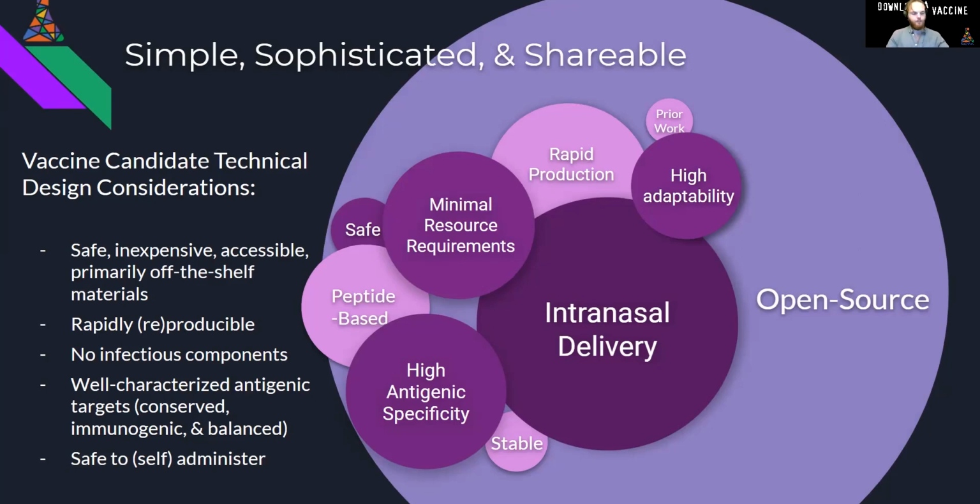Obviously, for that to work, it has to be safe, both in terms of development, which means no infectious components, and also on the administration side, which, if you are working with safe materials, certainly helps with safe administration, although those two aren't totally equivalent. We also wanted well-characterized antigenic targets, which could ideally be adapted over time as more research began to focus on the selection of certain epitopes that elicited the strongest or the best or the most immunologically useful responses from the host immune system.